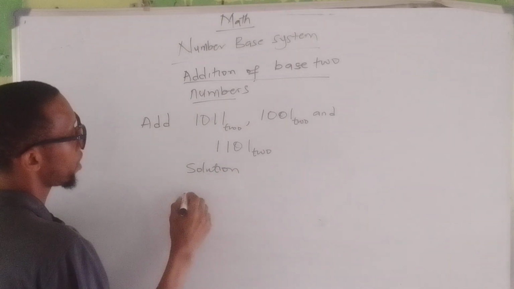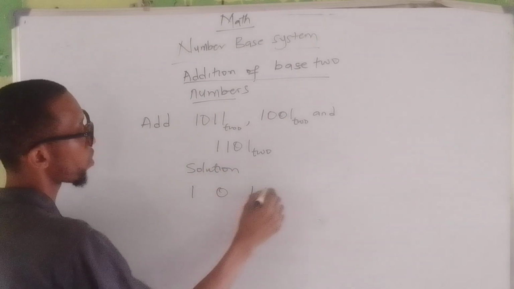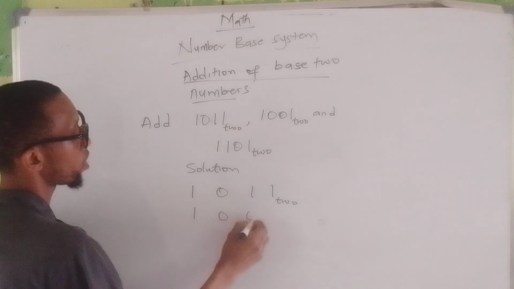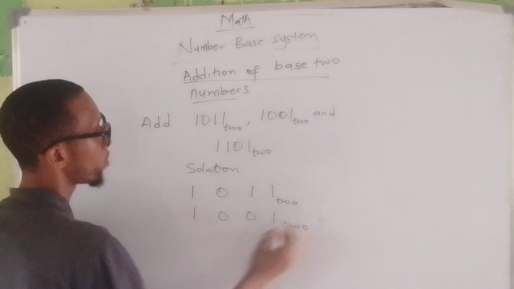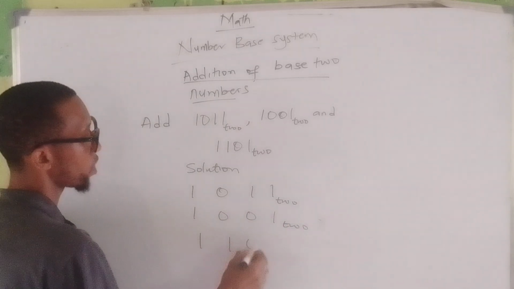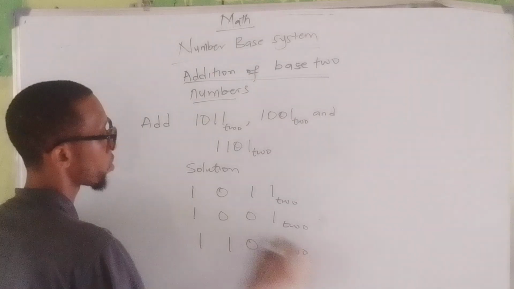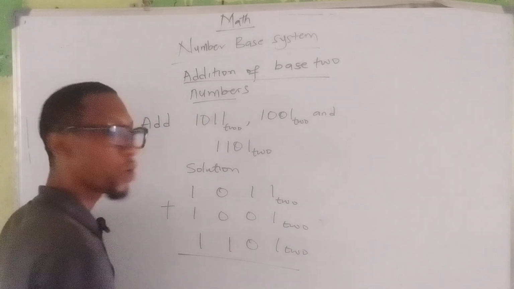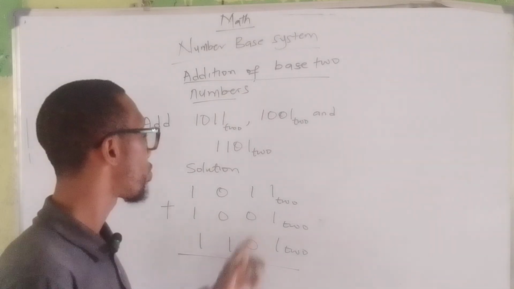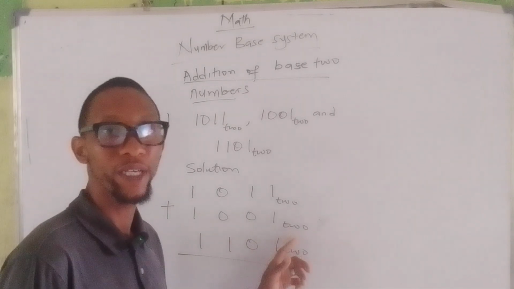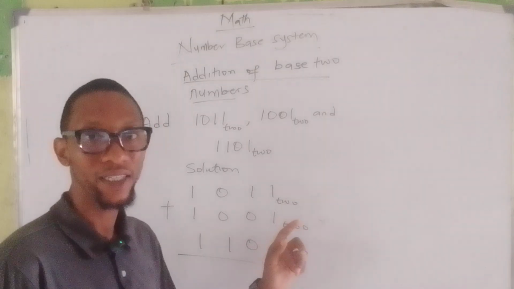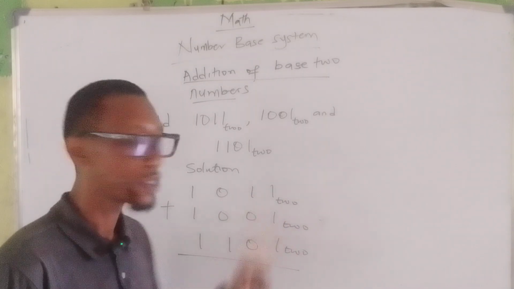I am to add 1, 0, 1, 1 in base 2, 1, 0, 0, 1 in base 2, 1, 1, 0, 1 in base 2. Remember, you should not have a number equal to the base or greater than the base in your answer. So if you have that in mind, you always solve with that.